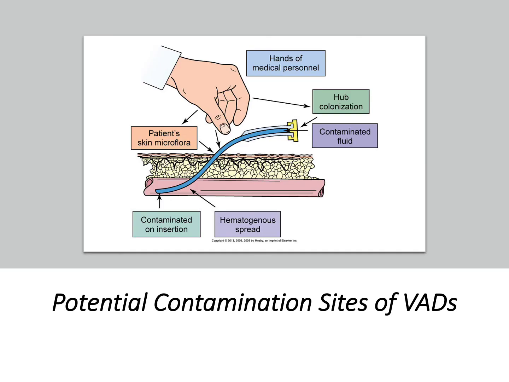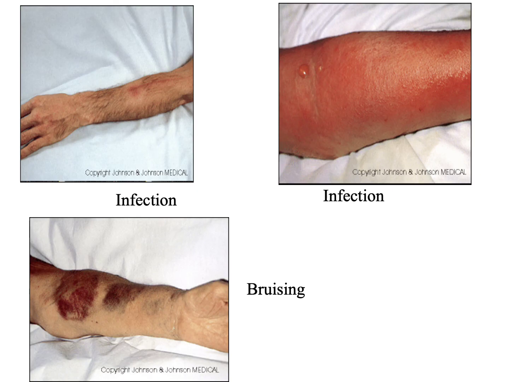And these are just some potential contamination sites of vascular access devices. Always be thinking about all the different ways that we can cause contamination and inadvertently cause a bacterial infection. And here are just a few pictures. The top two have infection actually, and the bottom has hematoma, some bruising.